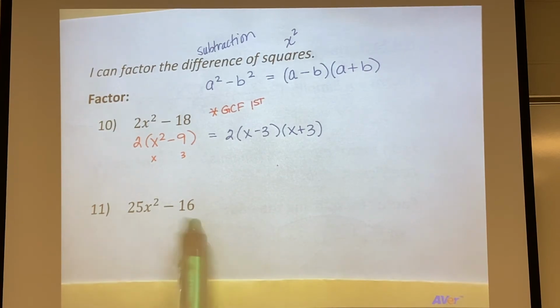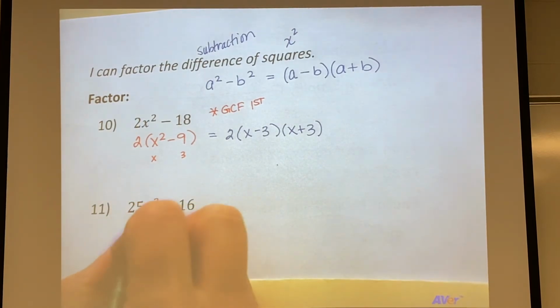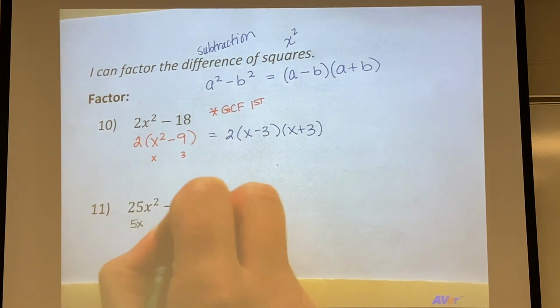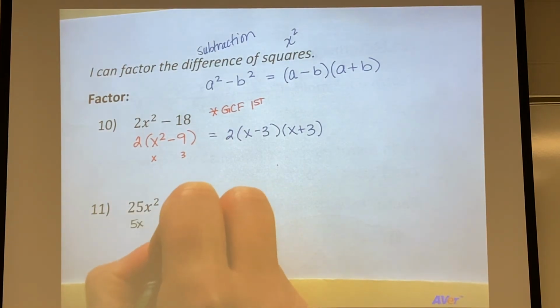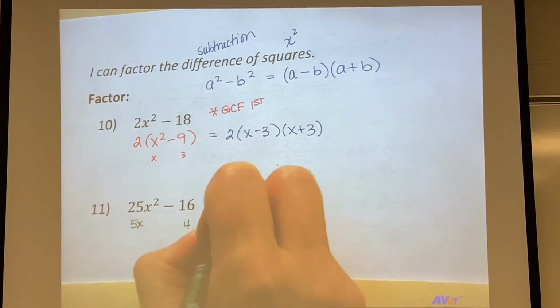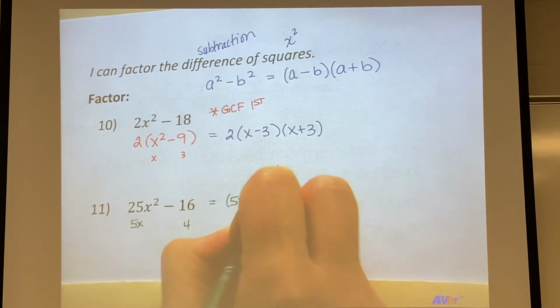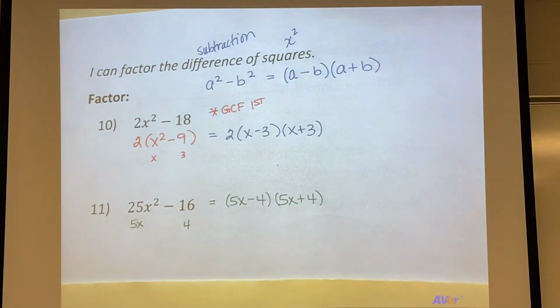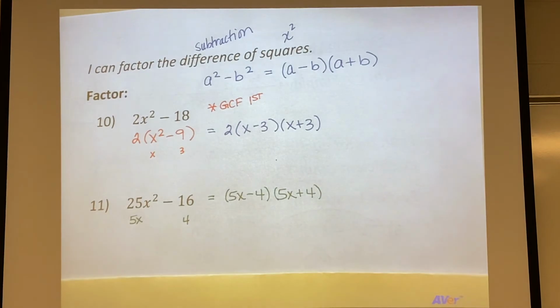All right, so there's no GCF that's common between those two, so there's nothing to take out. If I take the square root of 25x squared, that's 5x. Square root of 16 is 4. So when I rewrite it, it's going to be 5x minus 4, 5x plus 4. And that's called the difference of squares.